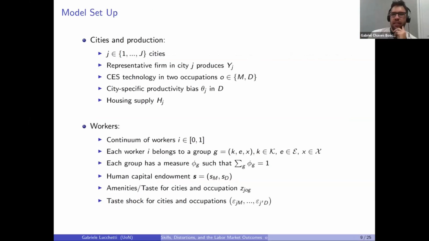Gabriele. Yep. Just before you jump into the model, somebody has asked whether these results hold when you consider high skill and low skill workers, regardless of their country of origin. And additionally, if you have considered middle income countries at some point. Okay, that's a good question.